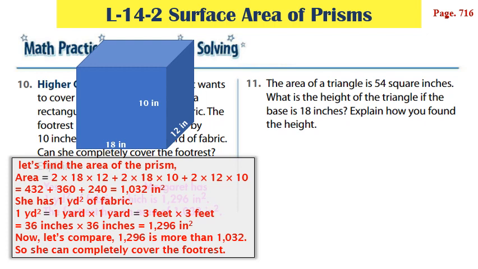She has 1 square yard of fabric. 1 square yard equals 1 yard times 1 yard, equals 3 feet times 3 feet, equals 36 inches times 36 inches, equals 1296 square inches. Now, let's compare. 1296 is more than 1032. So she can completely cover the footrest.